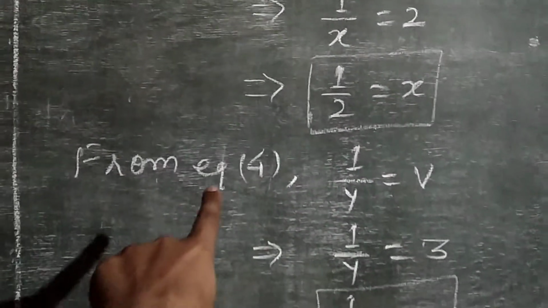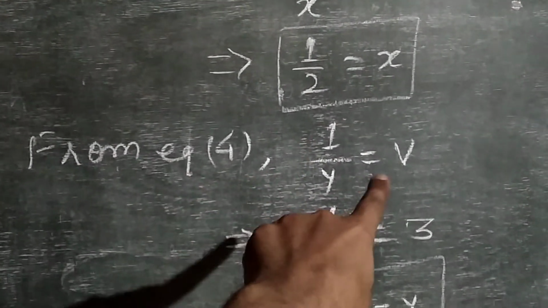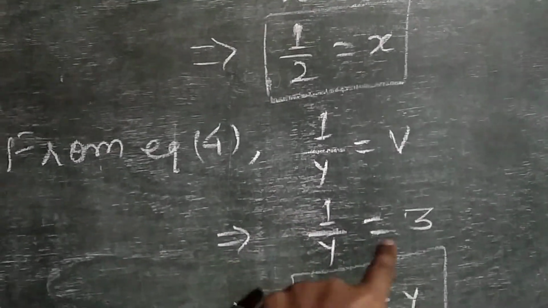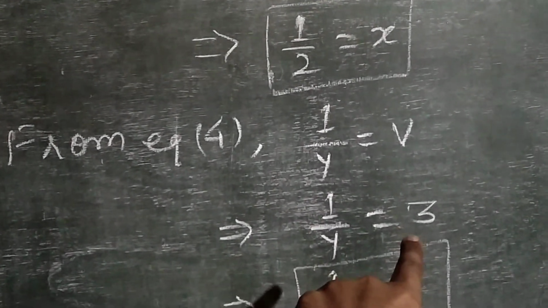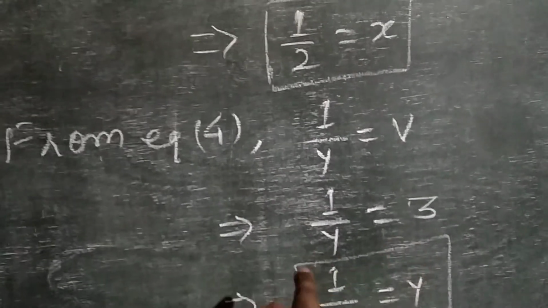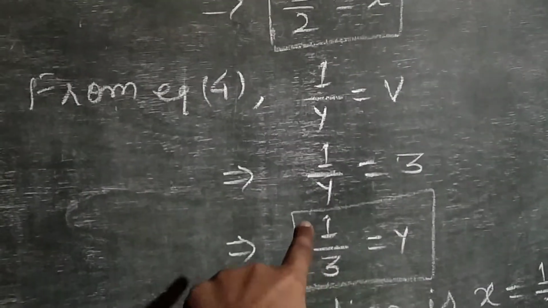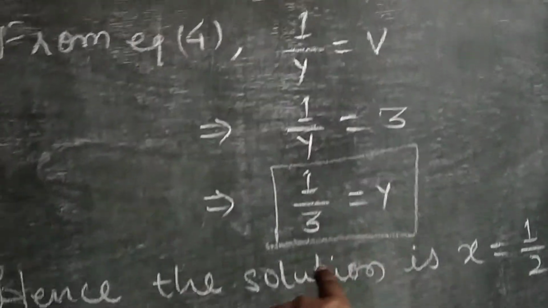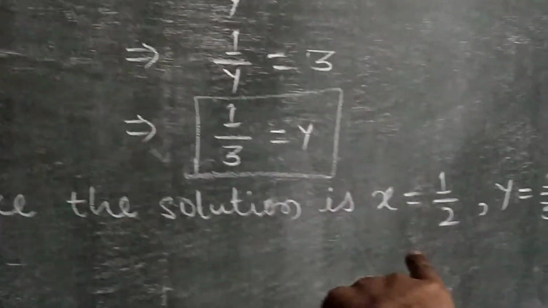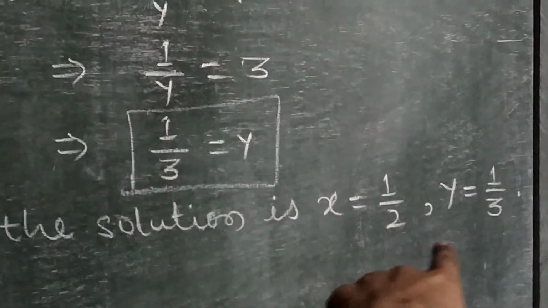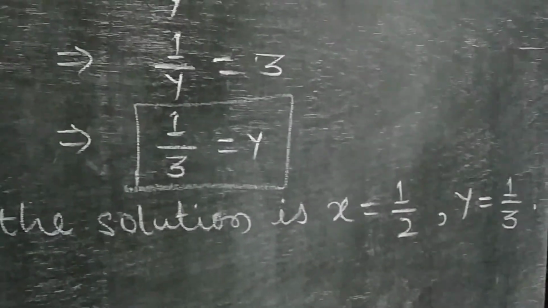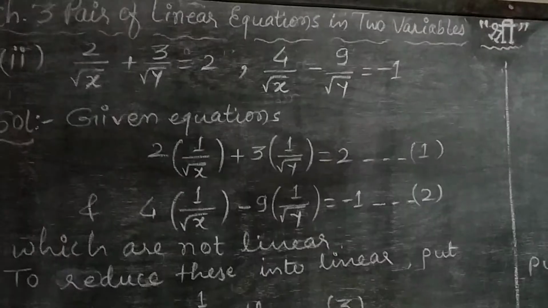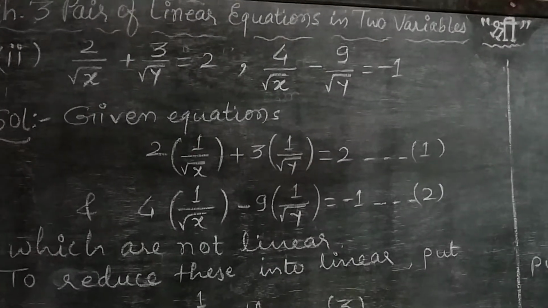Now we'll use equation 4, 1 upon y equal to v. So 1 upon y equal to the value of v we got, which is 3. On taking reciprocal of both sides, we get 1 upon 3 equal to y. So this is the value of the second variable. Hence the solution of the given system is x equal to 1 upon 2 and y equal to 1 upon 3. Now we'll take the second question.